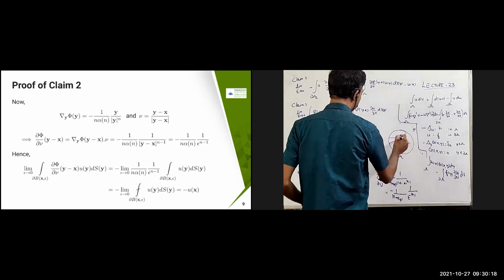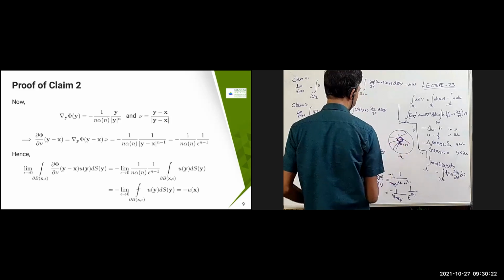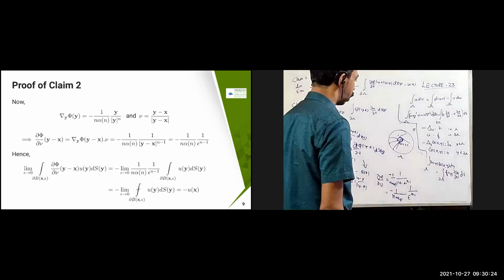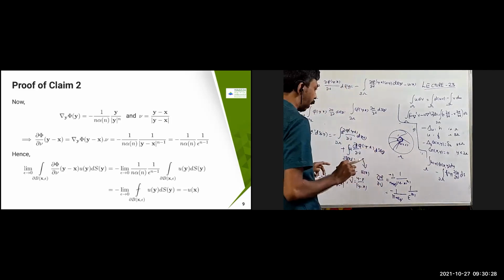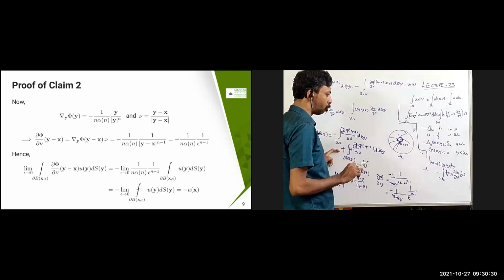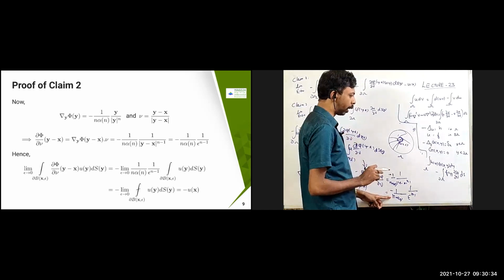So here, if you take any points from x, the y you take anywhere here will always be at distance epsilon, because the radius is epsilon. So therefore, what is it going to become? If I allow epsilon tends to 0 here, you are going to apply the limit over here. The epsilon power n minus 1, you can take it out.